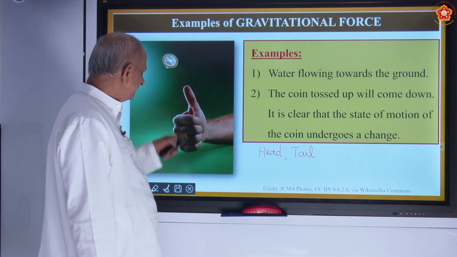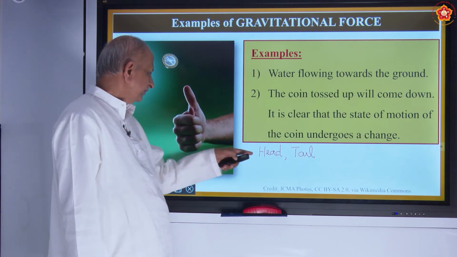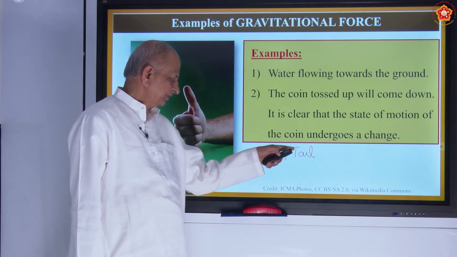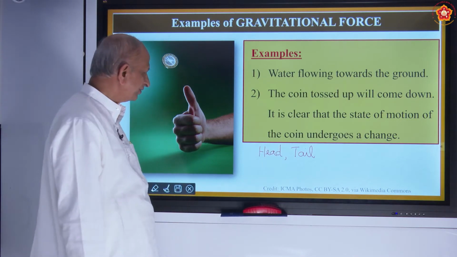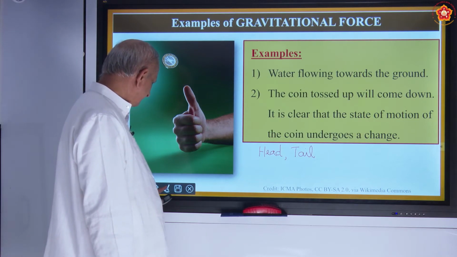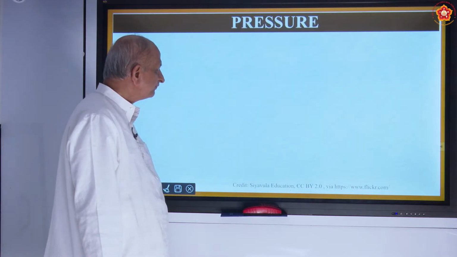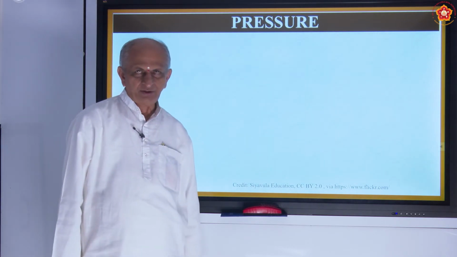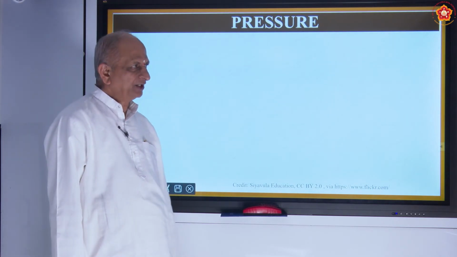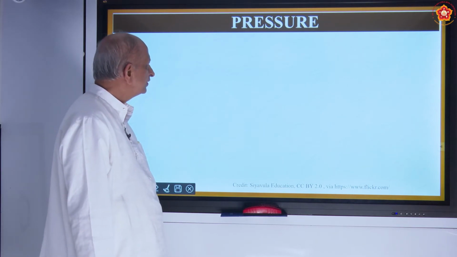So here, when a coin is tossed, head may fall up or tail may fall up. There are two possibilities. Okay. So, these are some of the examples of gravitational force. That is also a non-contact force.